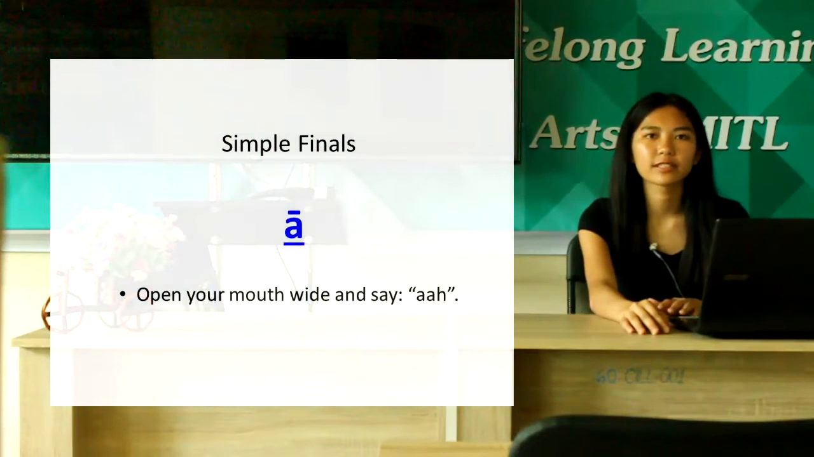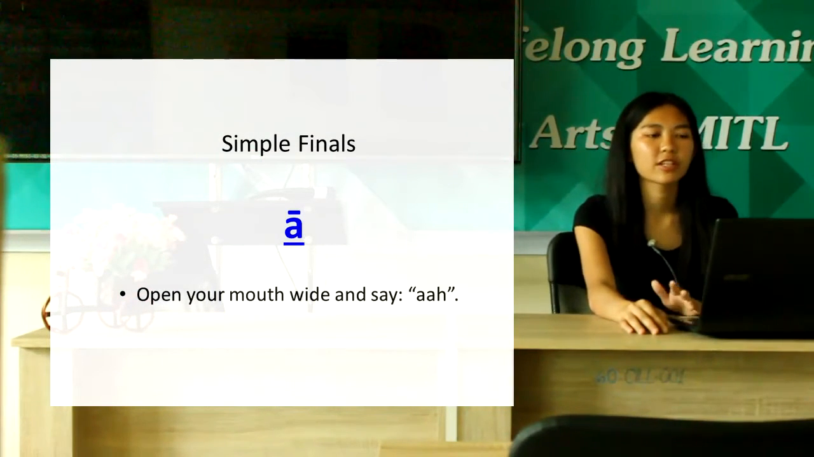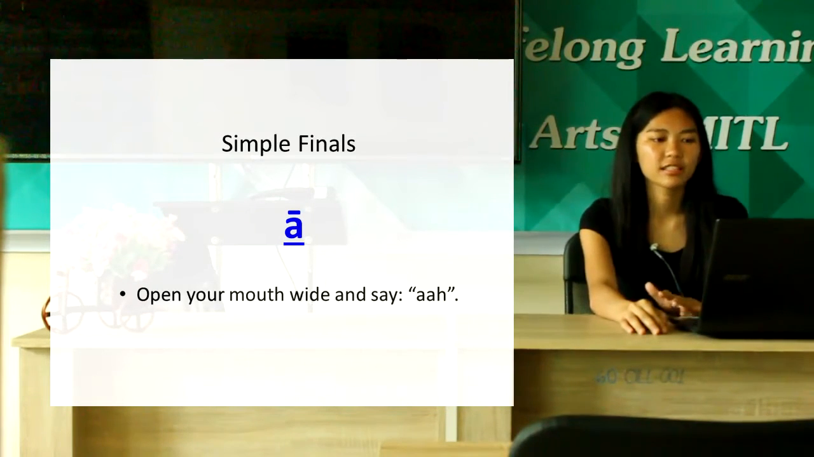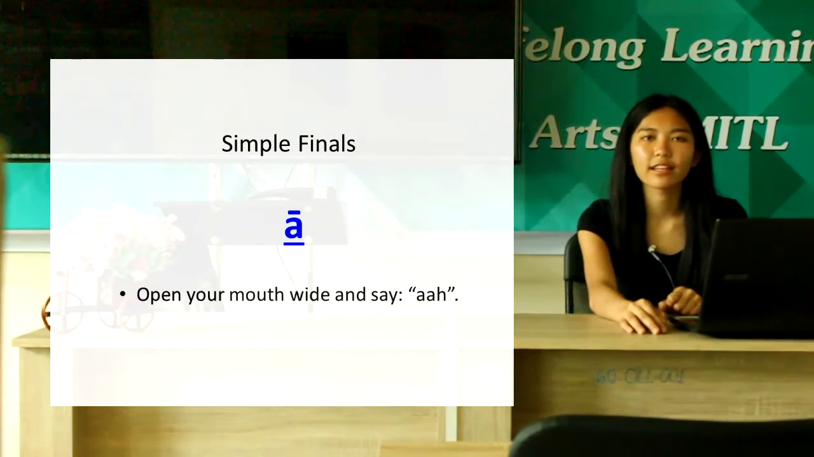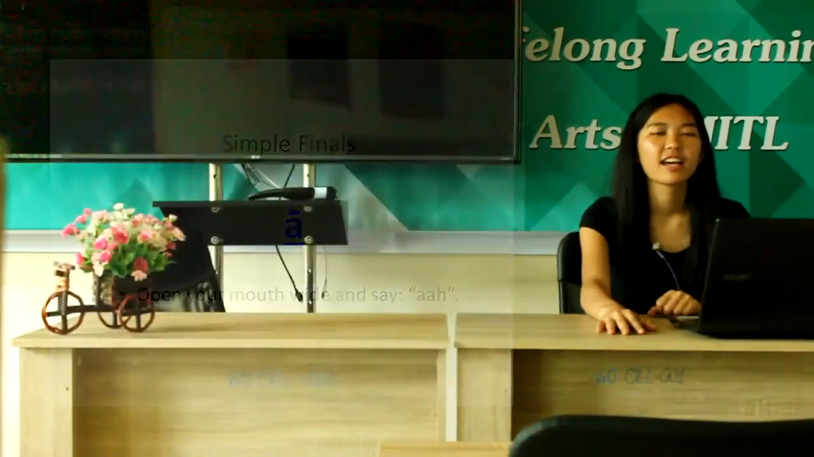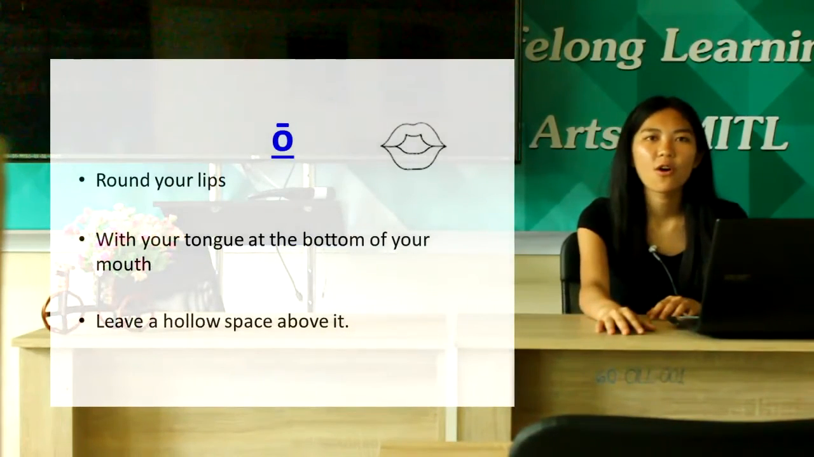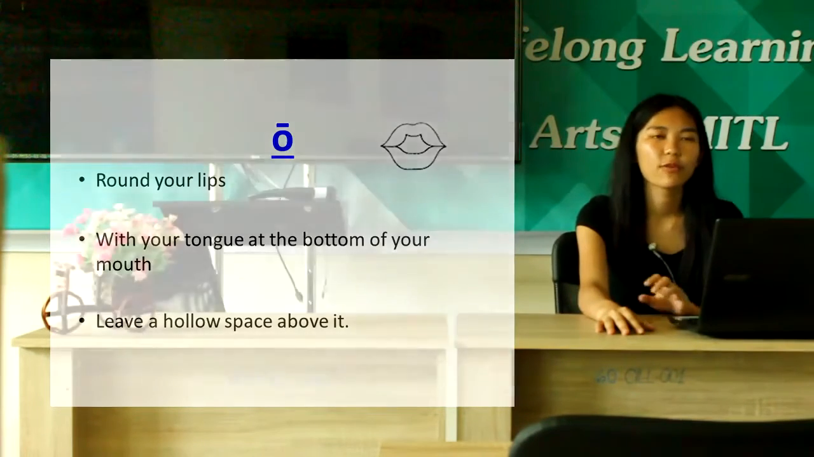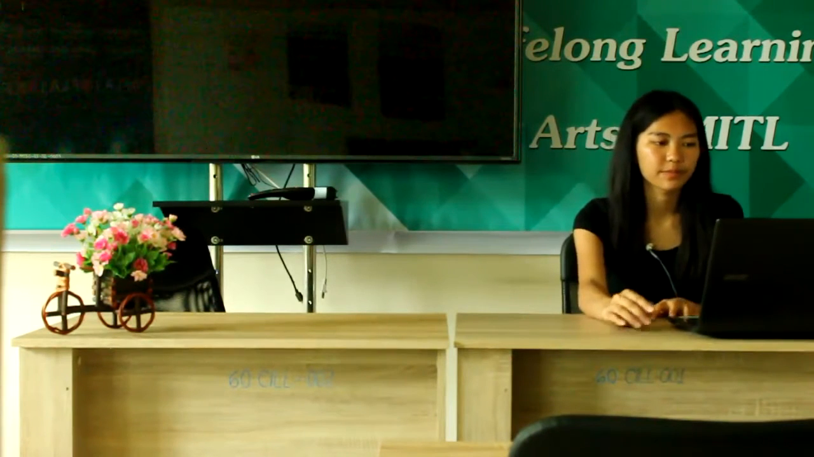The first final is a. It's like when you're going to see your daughter, you might make the noise when the doctor is checking the inside of her mouth. So now open your mouth wide and say ah. Next one, o. To make this sound, you have to round your lips with your tongue at the bottom of your mouth and leave some hollow space.